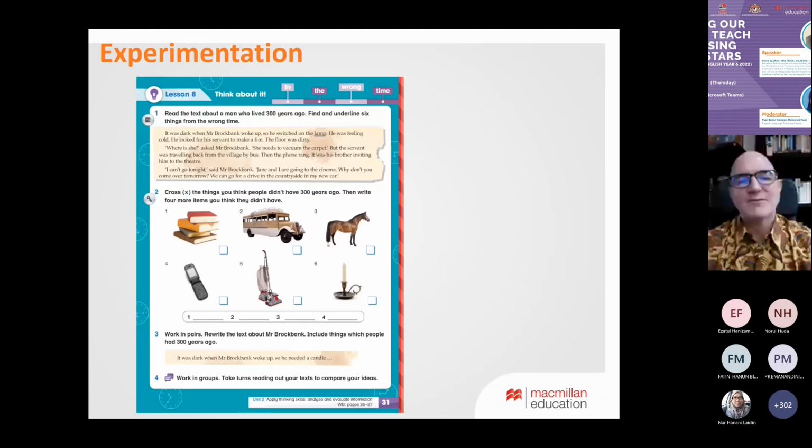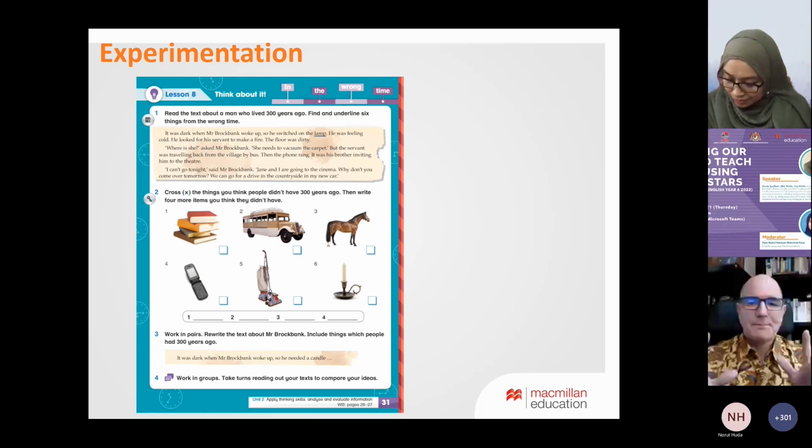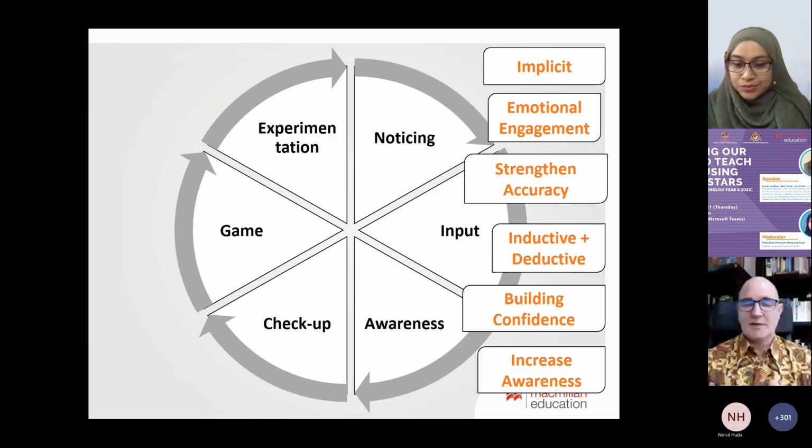So with experimentation, this is the last thing, the last stage of our framework. We have this wonderful lesson, which I've talked about before, but what it does, it takes all the vocab, all the grammar, all the 21st century skills, higher order thinking skills, and puts it into one lesson. This, with the reading time activity, will be perfect for you if you want to put these things together.